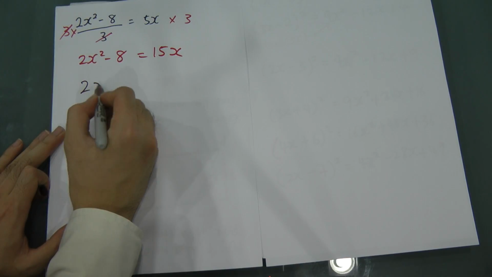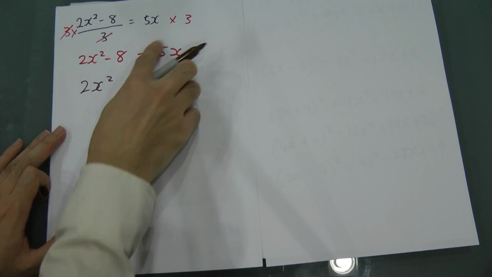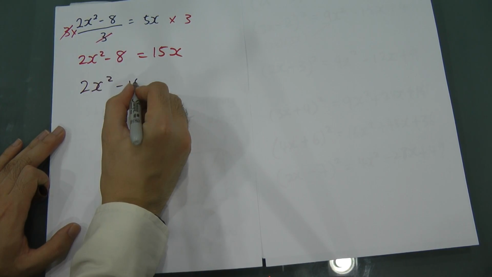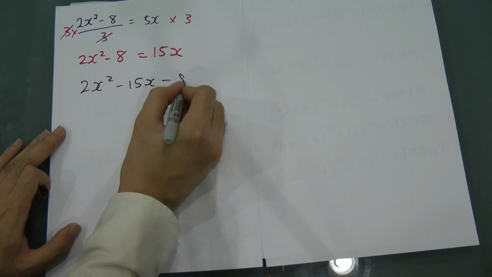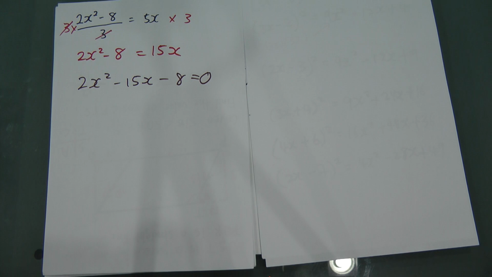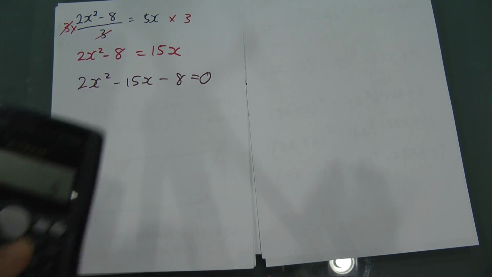So 2x squared, positive 15x move here will become negative 15x. Negative 15x minus 8 will equal 0. This is what we call the general form just now. Okay, and then you just factorize. You can factorize manually or factorize in the calculator also can. So for the calculator, maybe I teach one more time.